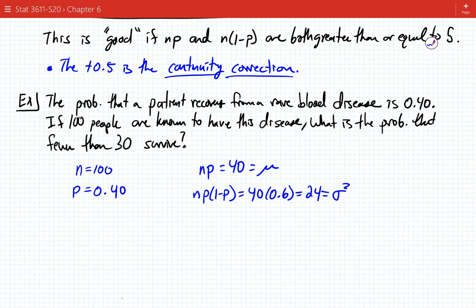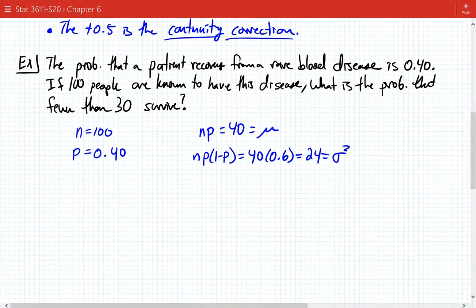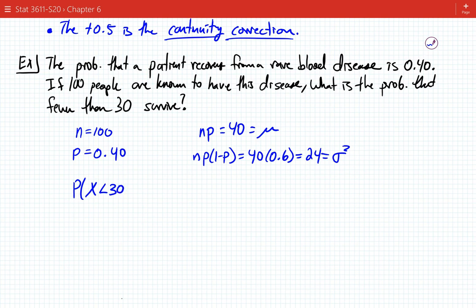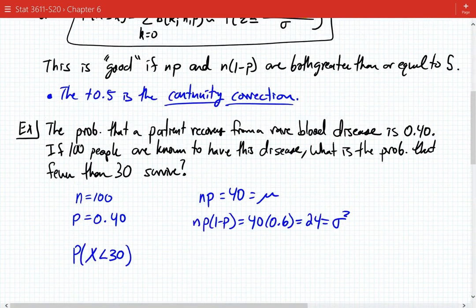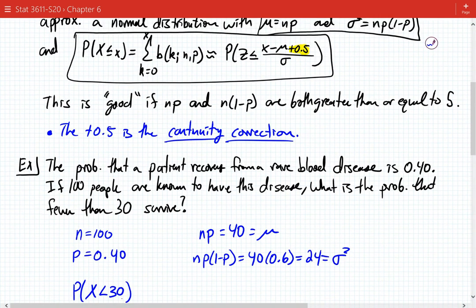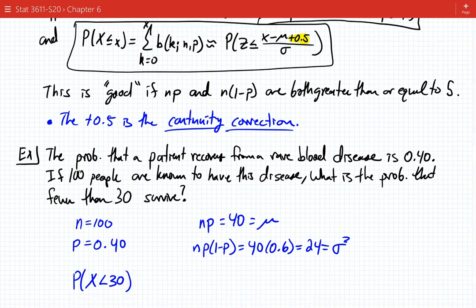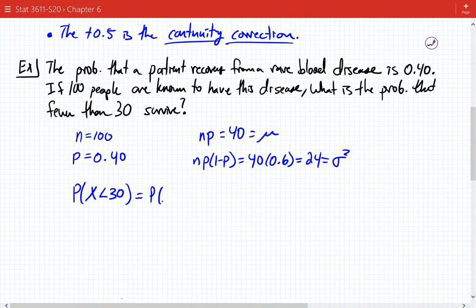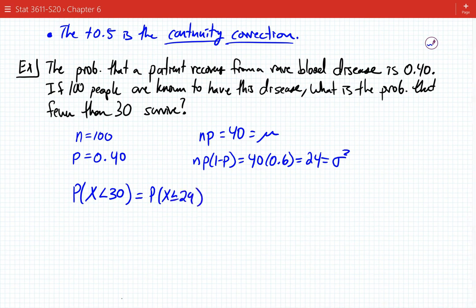What is the probability that fewer than 30 survive here? This is actually the probability that x is less than 30. Now be careful when we're doing this normal approximation. We're looking at a cumulative distribution, which would be less than or equal to. So fewer than 30 would be equivalent to the probability that x is less than or equal to 29. This is important to make sure we're doing the appropriate continuity correction. If we just start at 30 and convert from there, we're looking at 30 plus 0.5, which would be too much. We really just want to include up to 29.5 here.